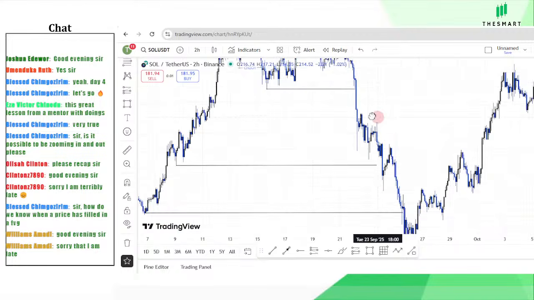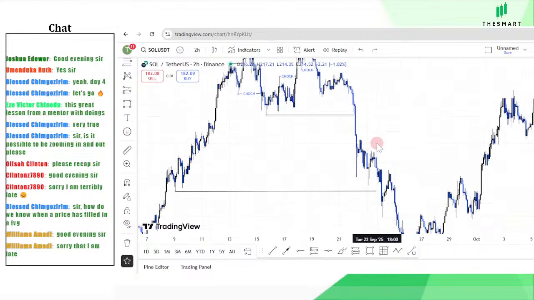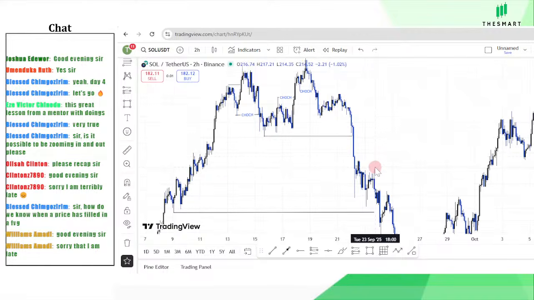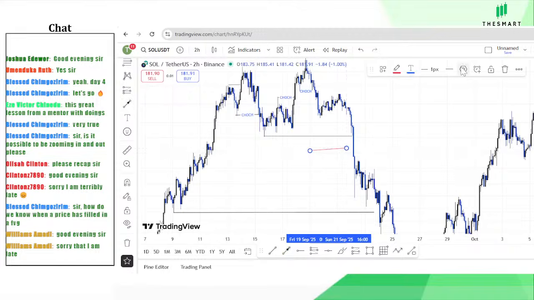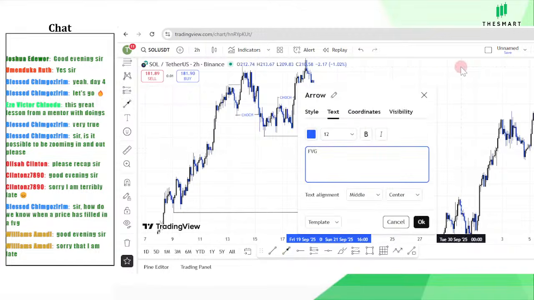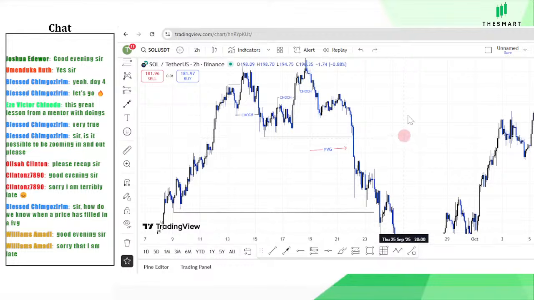Now, if you look at why the price was dropping, we have our fair value gap here. So let's label this fair value gap. Now the next thing we'll have is what? Our order block. Where is our order block? This is our order block.